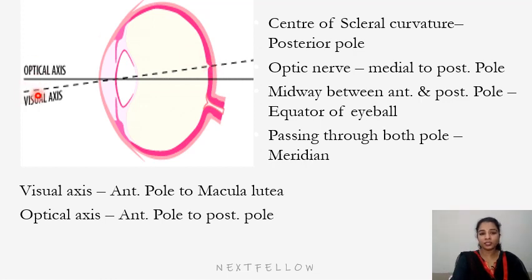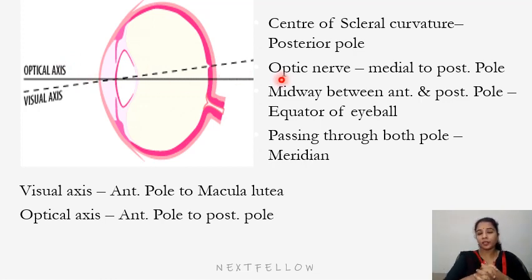So the visual axis is from the center of the cornea, the middle of the cornea and the middle of the pupil till the fovea centralis. That is the visual axis. Optical axis is connecting the anterior pole to the posterior pole. The center of the posterior scleral curvature is called the posterior pole. If we connect these two, that is the optical axis.